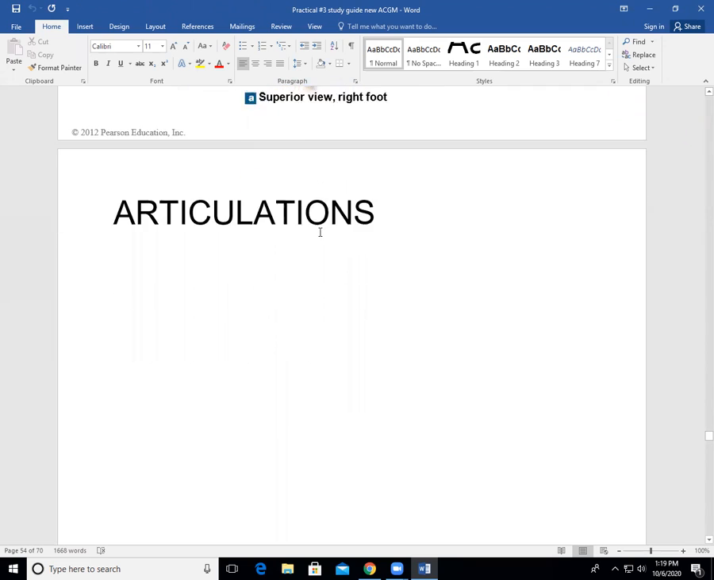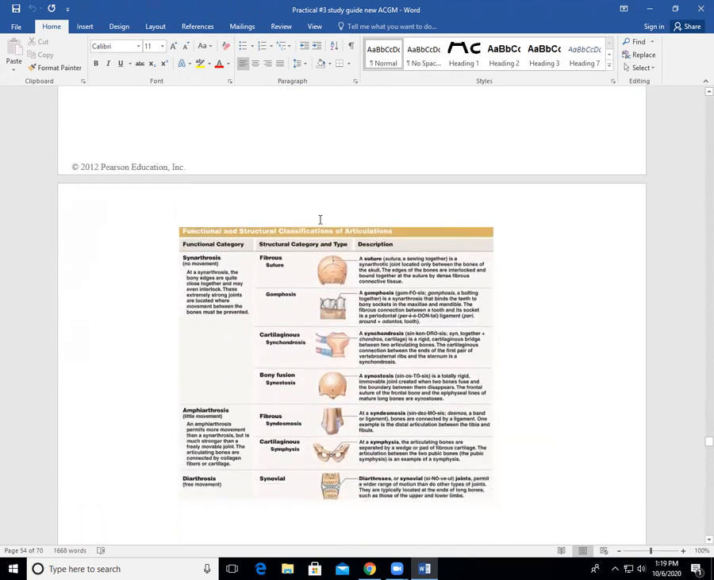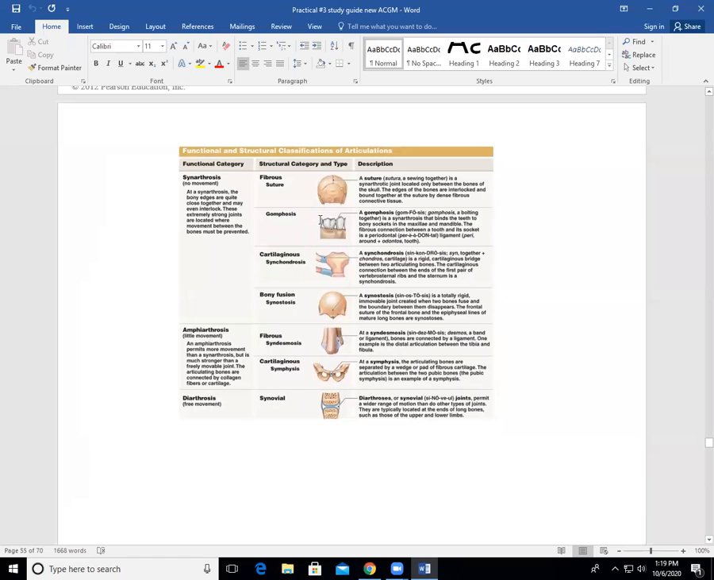All right, let's talk a little bit about articulations. Again, we can describe joints based on functional and structural classifications. If there's no movement, it's synarthrosis. If there's a little bit of movement, it's amphiarthrosis. Lots of movement, diarthrosis.